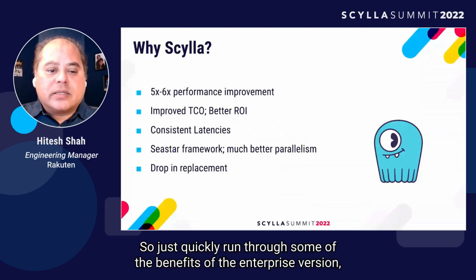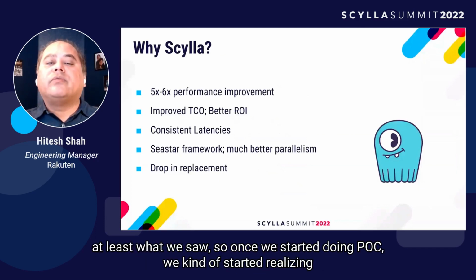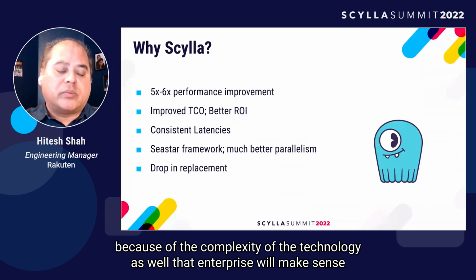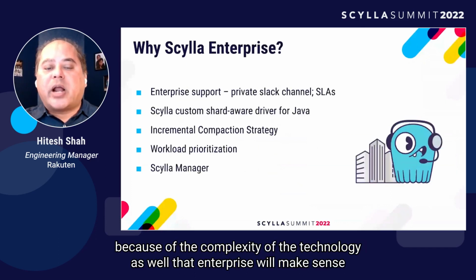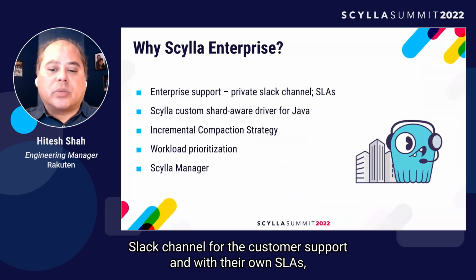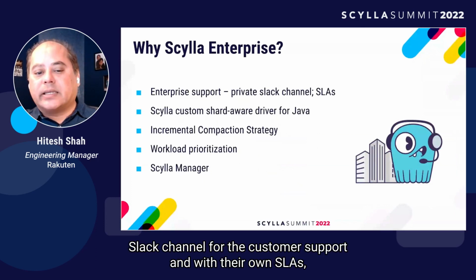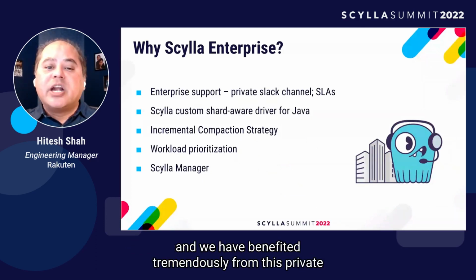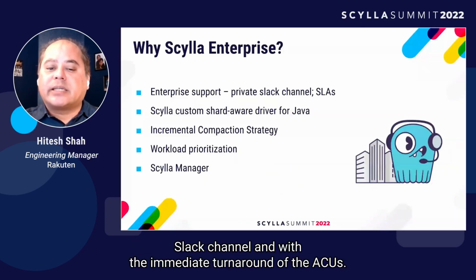Why Scylla Enterprise? Let me quickly run through some of the benefits of the enterprise version, at least what we saw. Once we started doing the POC, we started realizing, because of the complexity of the technology as well, that the enterprise version would make sense. One of the main reasons is that the enterprise version comes with a private Slack channel for customer support, with their own SLAs, and we have benefited tremendously from this private Slack channel and the immediate turnaround of issues.